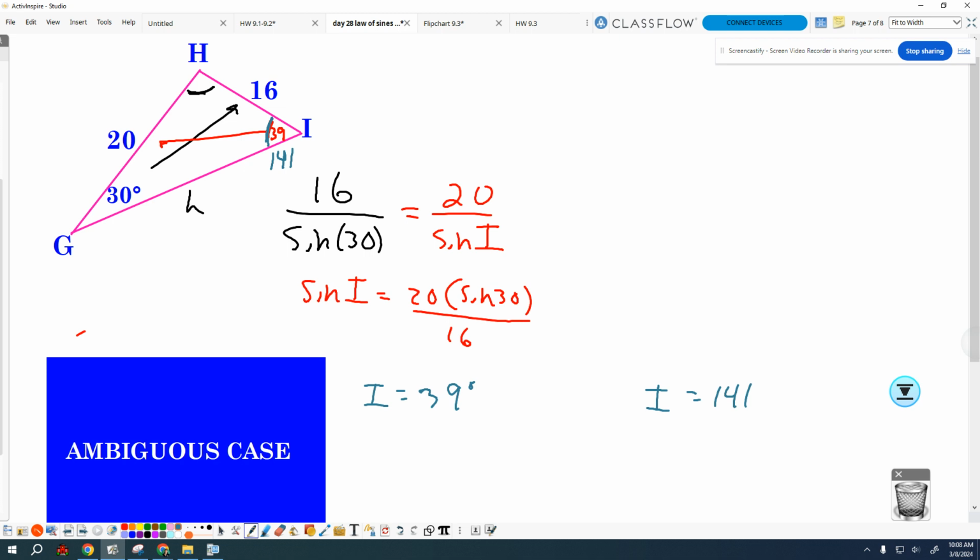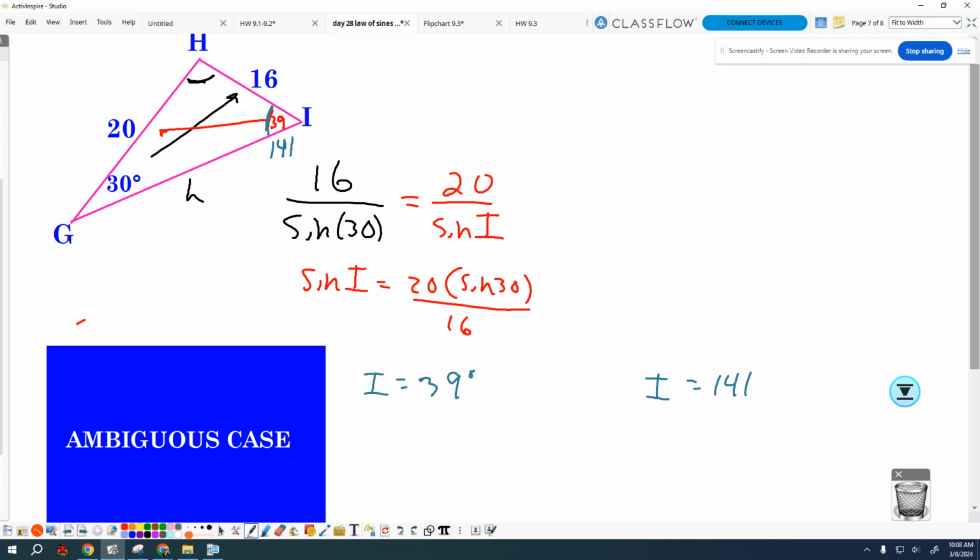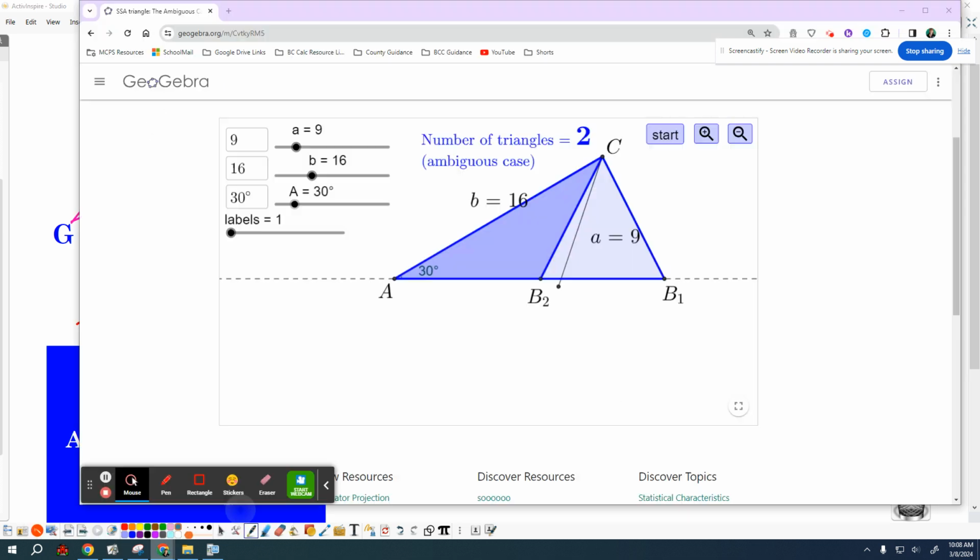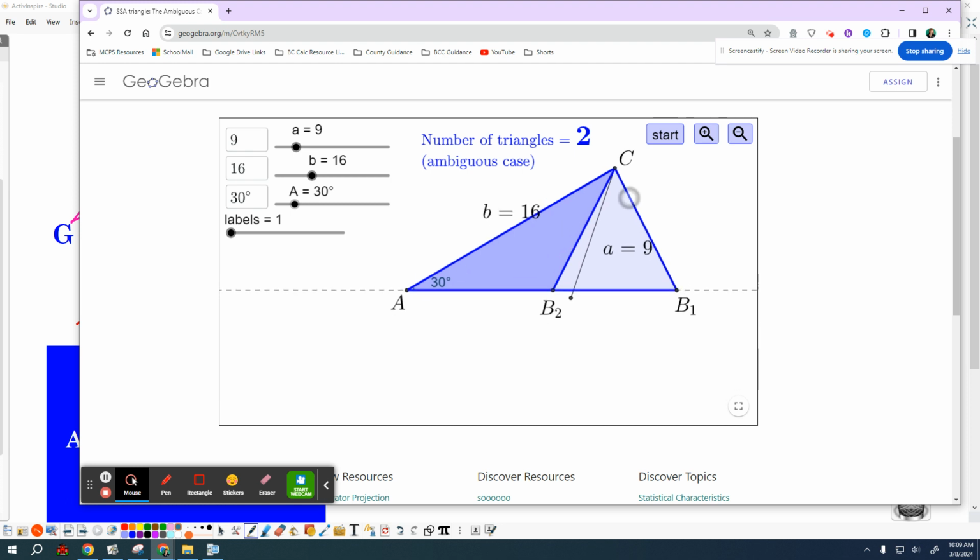When you switch the inner angle, does the side still stay the same length? Okay, the only things that have to be true is the side across from the 30 degrees is 16, and the side across from this I that we don't know how big it is, that side is 20. And so like this side was 9, this side was also 9, and it's across from the 30.